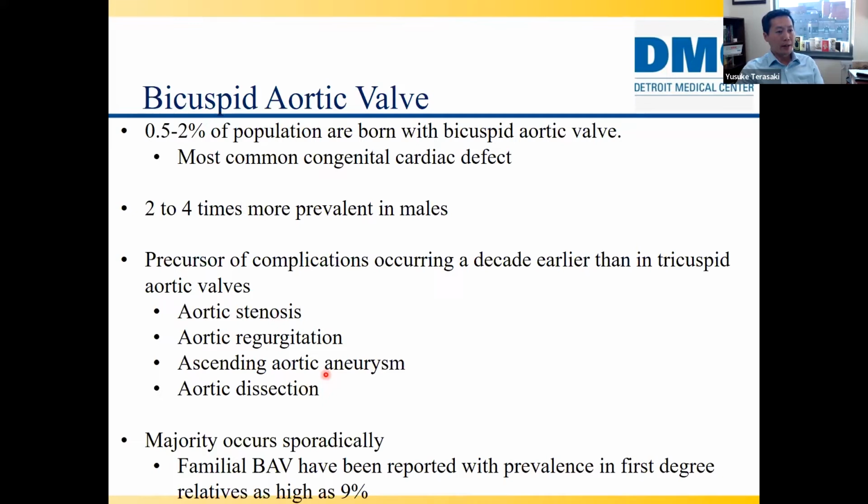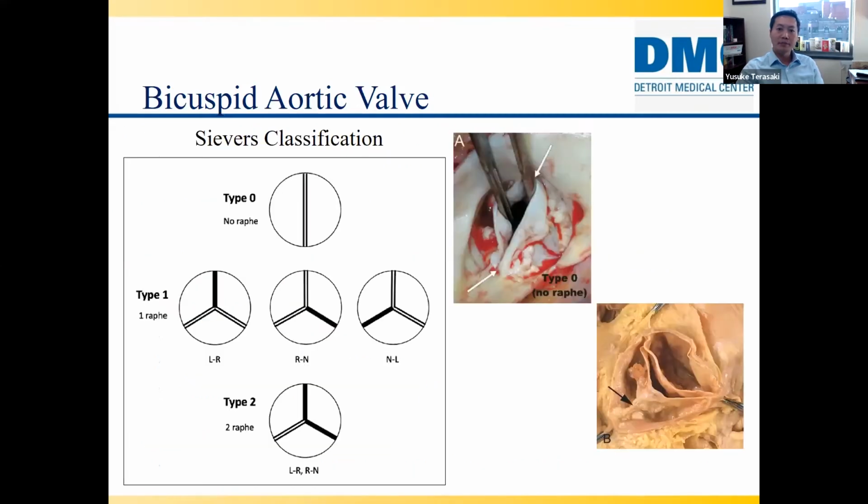The majority occur sporadically. However, there have been noted to be familial bicuspid aortic valves, where the prevalence in first-degree relatives is almost 10%, which is very high.